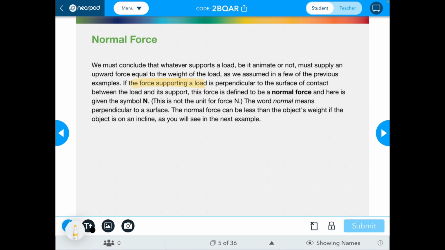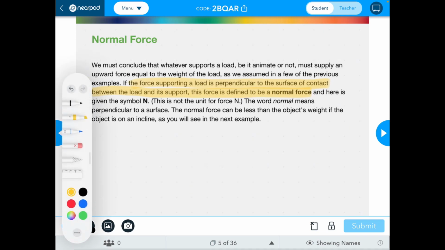So the force supporting a load is perpendicular to the surface of contact between the load and its support. It is the normal force. Now they use the letter N, a capital N, to represent it, but it says this is not the unit for force, N.